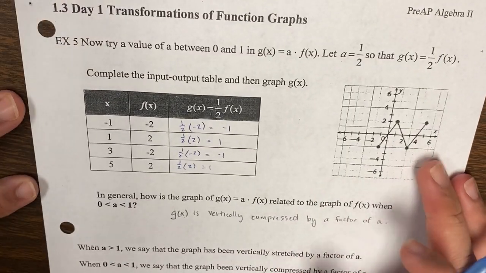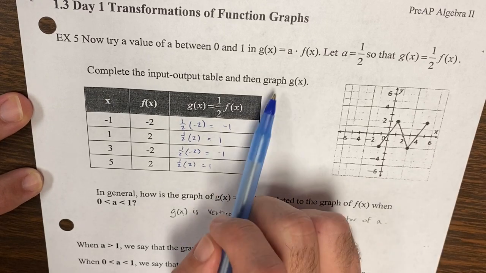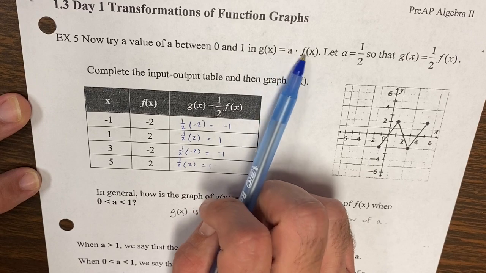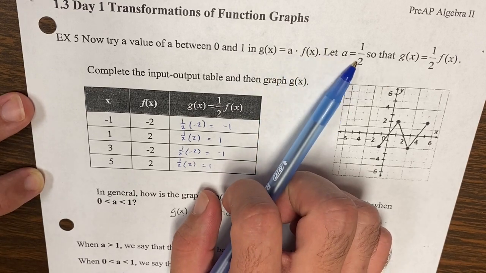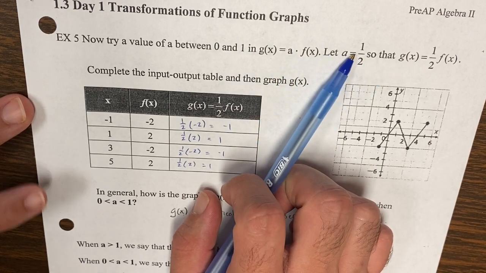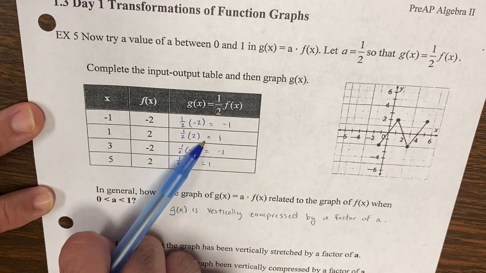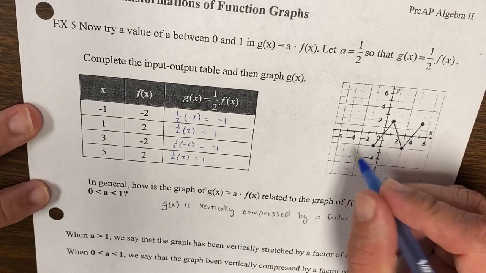All right, so now we're going to try a value between 0 and 1 for g of x. And it's still in that same form. We have a number times f of x. We're letting a equal 1/2. So we're going to describe what's happening here by completing the table and graphing. So just to save some time, I completed this table. I'm going to plot those points.